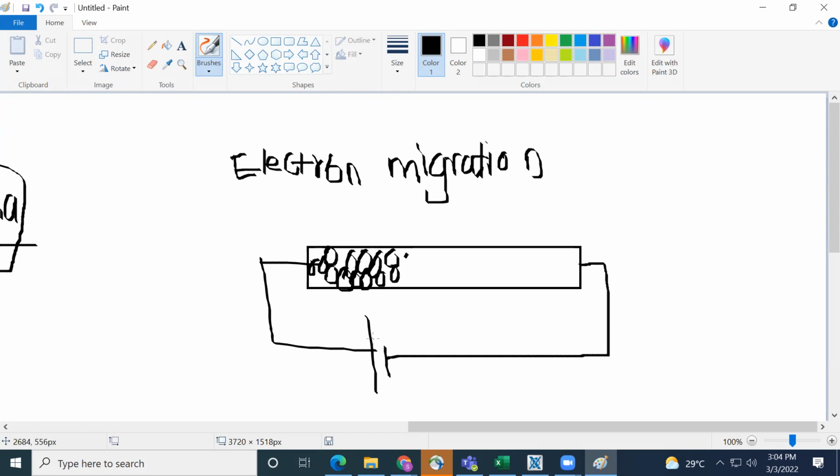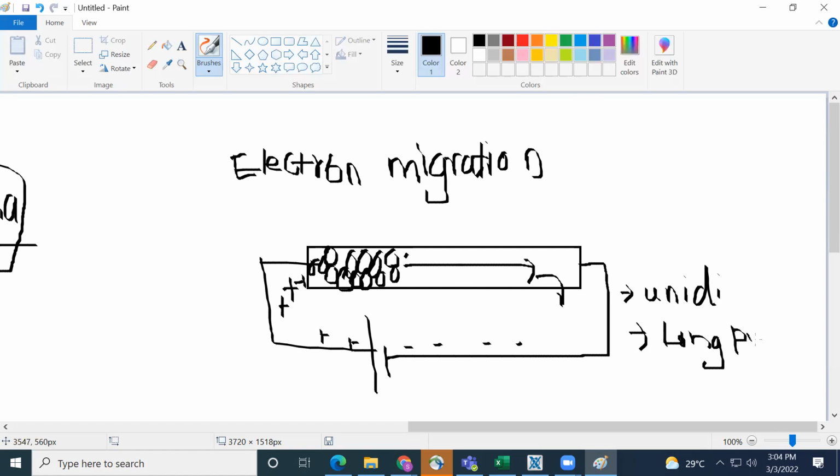So when you apply voltage, charges will be generated. The positive ions in movement will collide with the atoms. So due to the collision, these atoms will start to move. Due to this movement, what will happen? Two points are required for EM: one is unidirectional, and the other is a long period of time. First you understand the concept, then the long period of time.